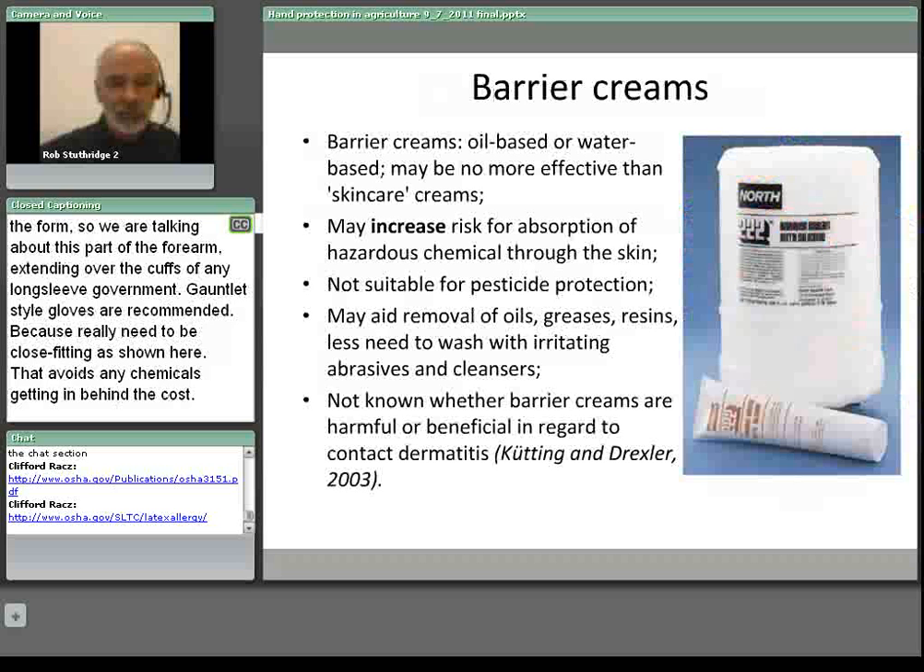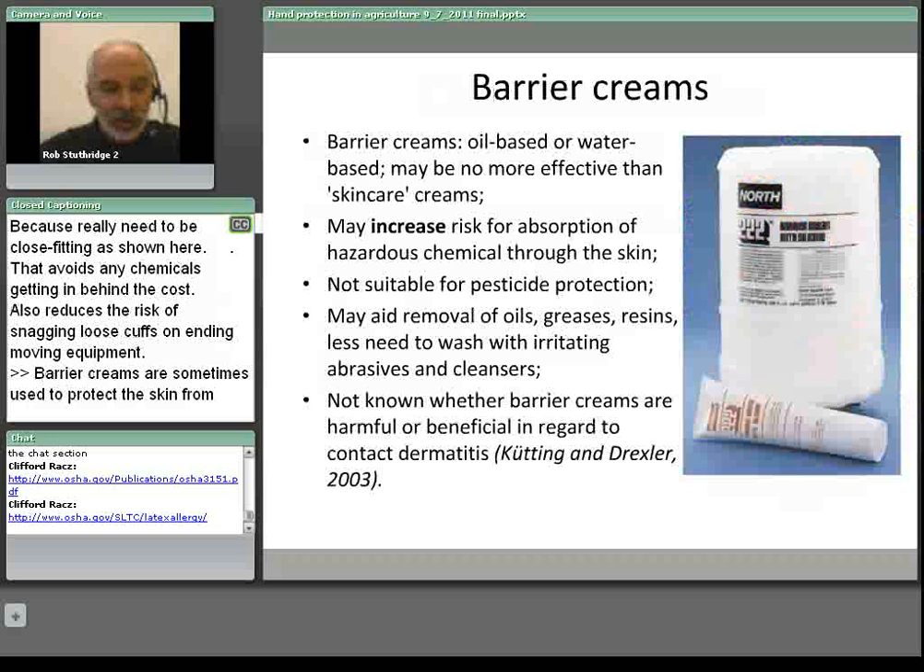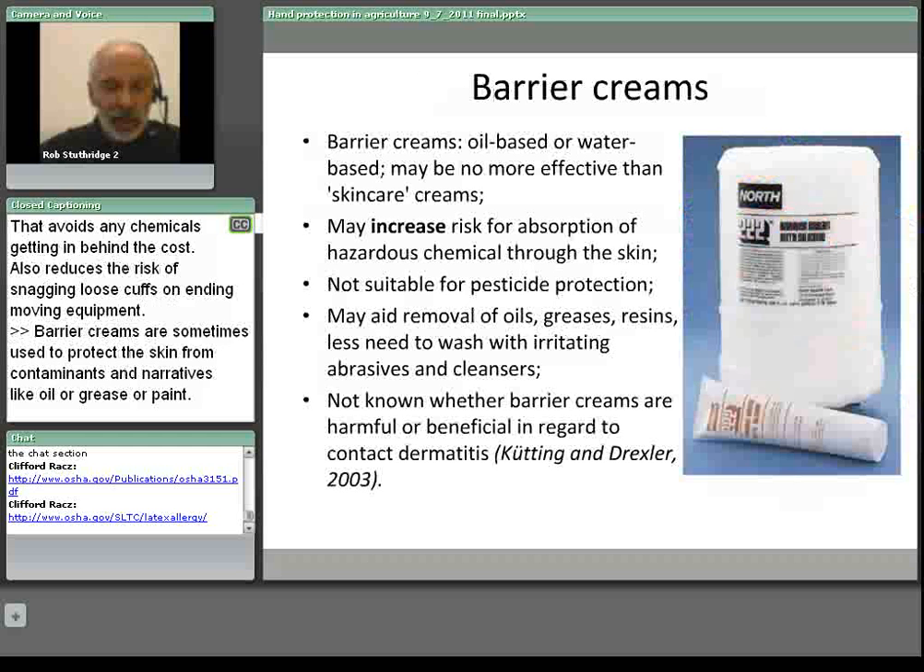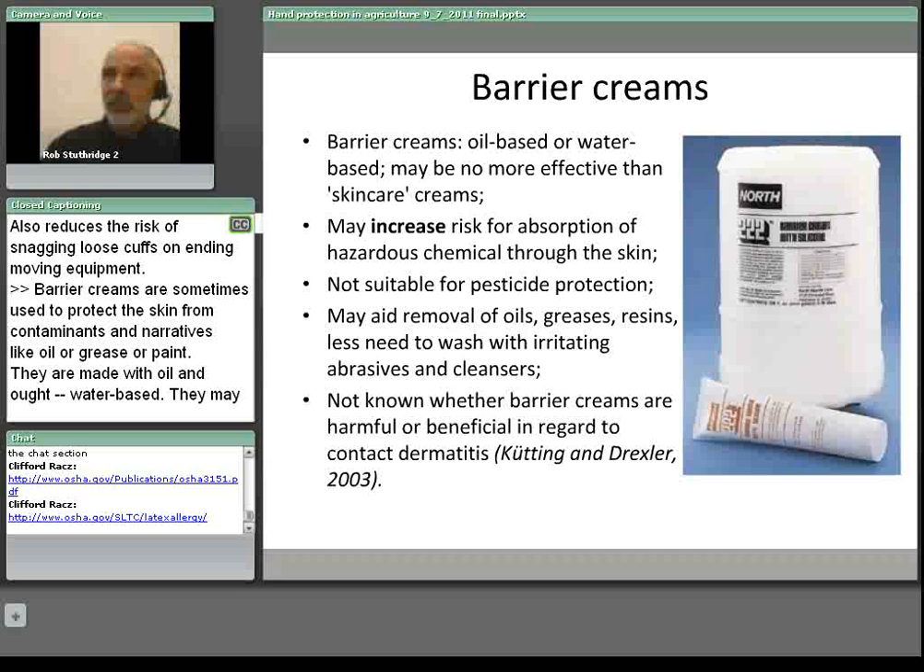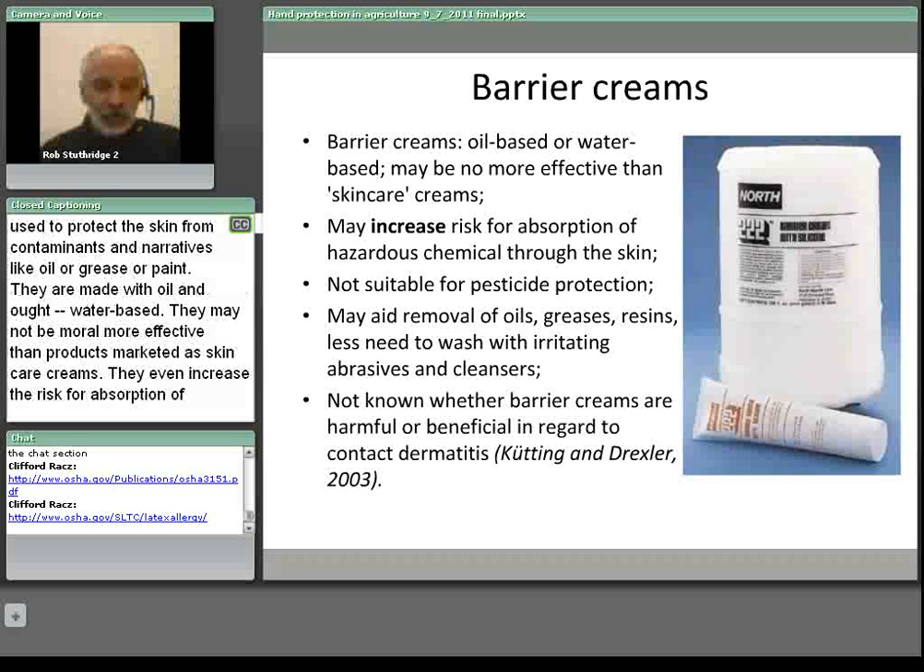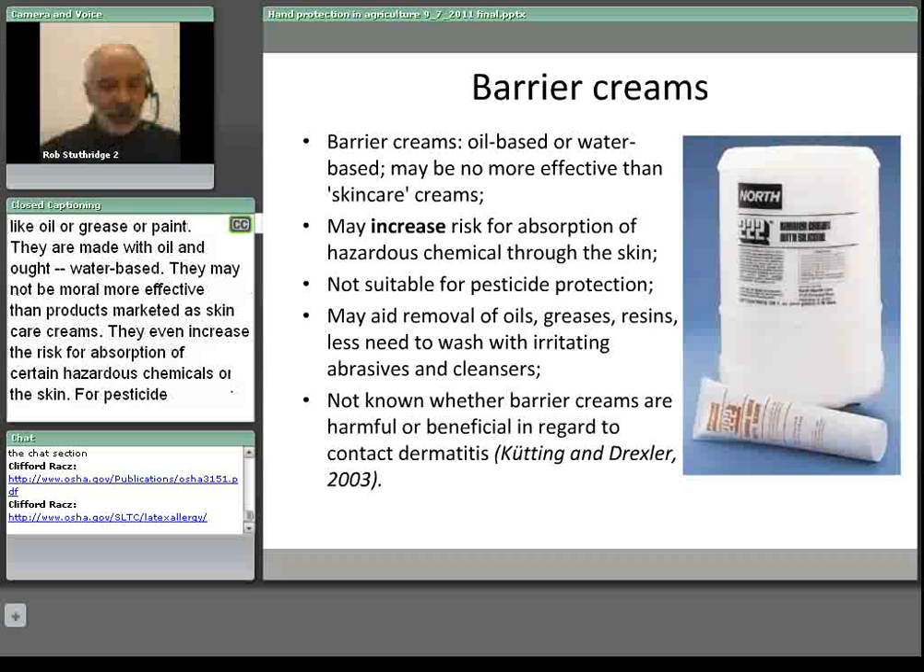Barrier creams are sometimes used to protect the skin from contaminants and irritants like oil or grease or paint. And they're made with either an oil or a water base. Evidence suggests that they might actually be no more effective than products marketed as skincare creams and may even increase the risk for absorption of certain hazardous chemicals through the skin. For pesticide application, barrier creams don't provide effective protection. Some people may find a barrier cream itself to be an irritant.